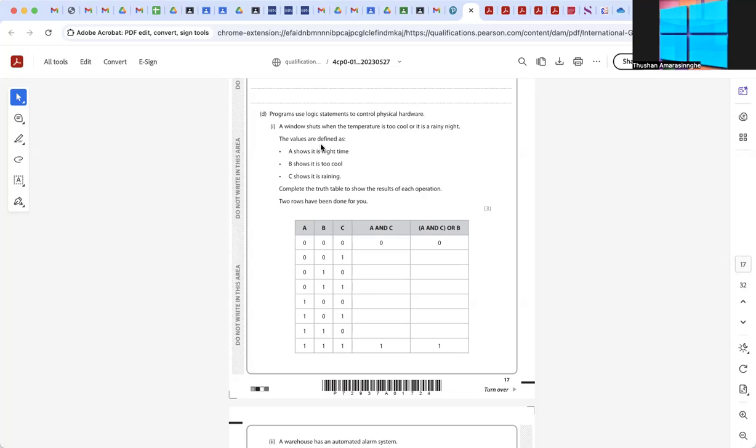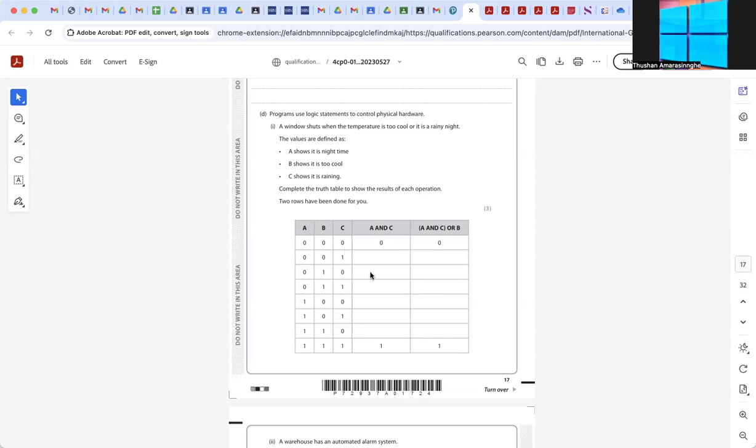So the values are defined as well. They decided to use A for night time, B for too cool, C for raining, right? So there are three different statements and three different variables. In some questions they use night time starting from N, so it may be N. Too cool, maybe cool is C, raining is R, so they can do that.